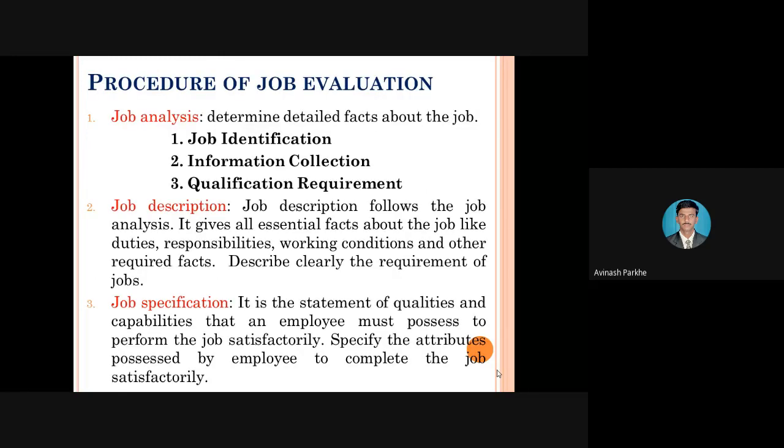Now we'll discuss the procedure. So what is the procedure?